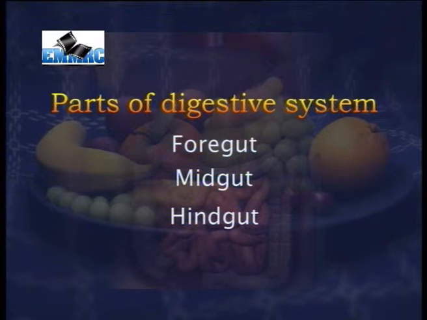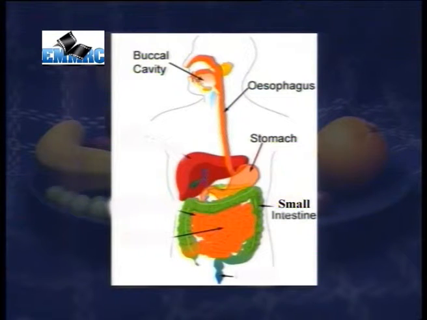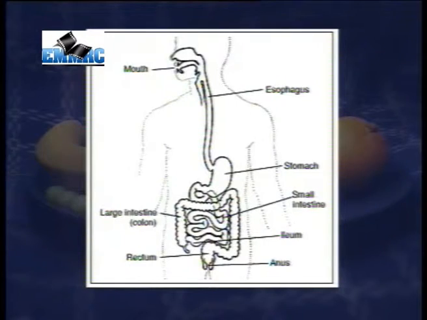Now the digestive system is divided into three parts, that is the foregut, midgut and the hindgut. The parts that are developed from the foregut are the oral cavity, pharynx, esophagus, stomach, and the major chunk of the small intestine. The parts formed from the posterior end, that is the hindgut, include the large intestine, rectum and the anus.